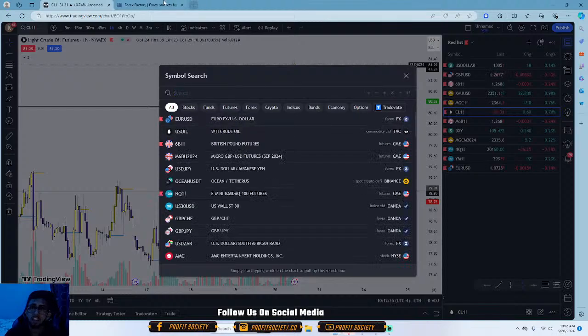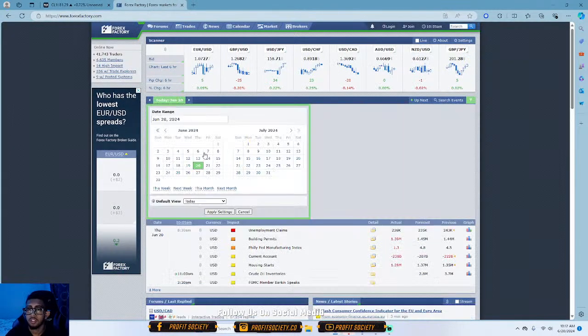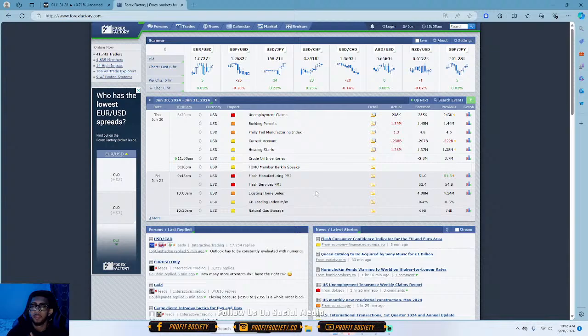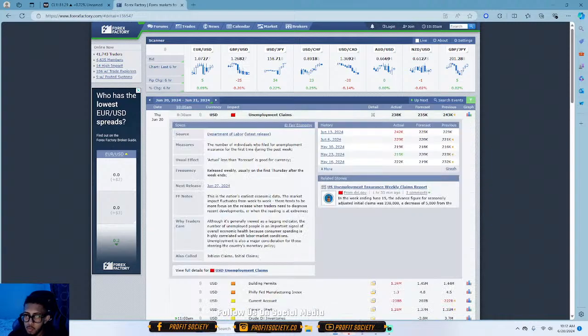I mean, not a lot of things moving. Let's get back to the fundamentals. We went over it not too much on this stream, but all week we've been talking about it. Today we did have unemployment claims that came out higher. This is the number of individuals who filed for unemployment insurance, and that coming out higher for the most part would be bad for the dollar.